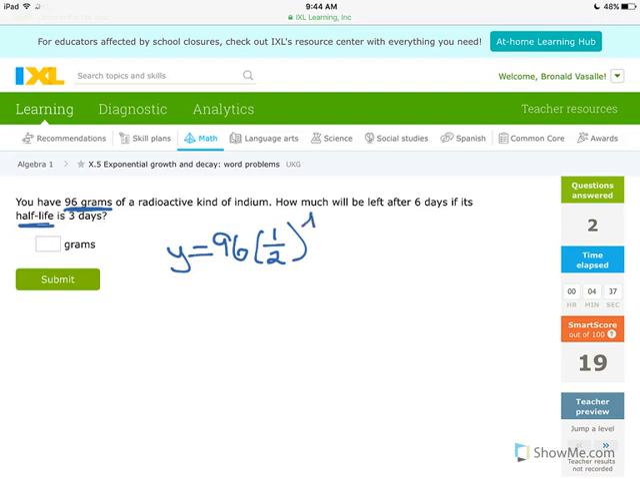And then we're going to need time. The trick for the t-value on this is they said its half-life is every 3 days. So it's not going to be cut in half until t becomes 3. So t would have to equal 3 days.